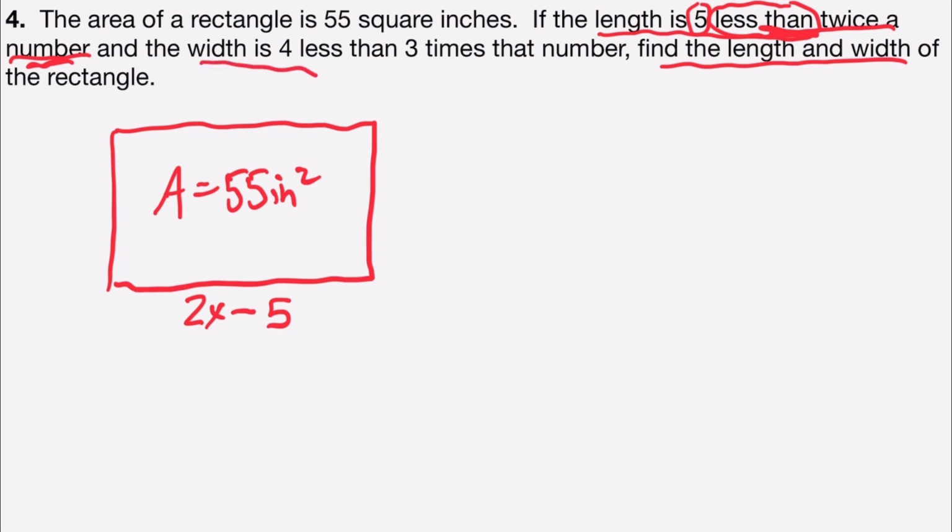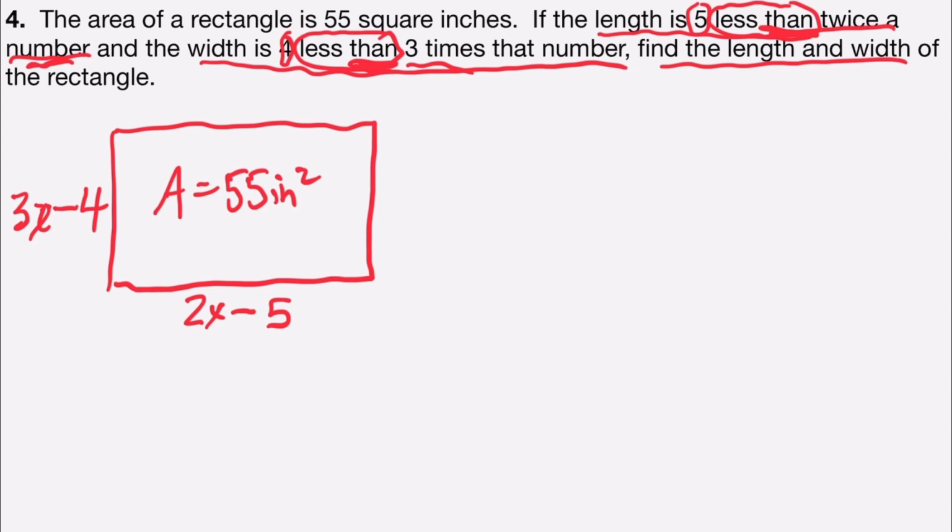The width is 4 less than 3 times that number. So again, I have less than. Than is going to flip-flop the order. So 4 is written first in words, but it will be written second in symbols. And 3 times that number will be 3x. So the expression for my width will be 3x minus 4.